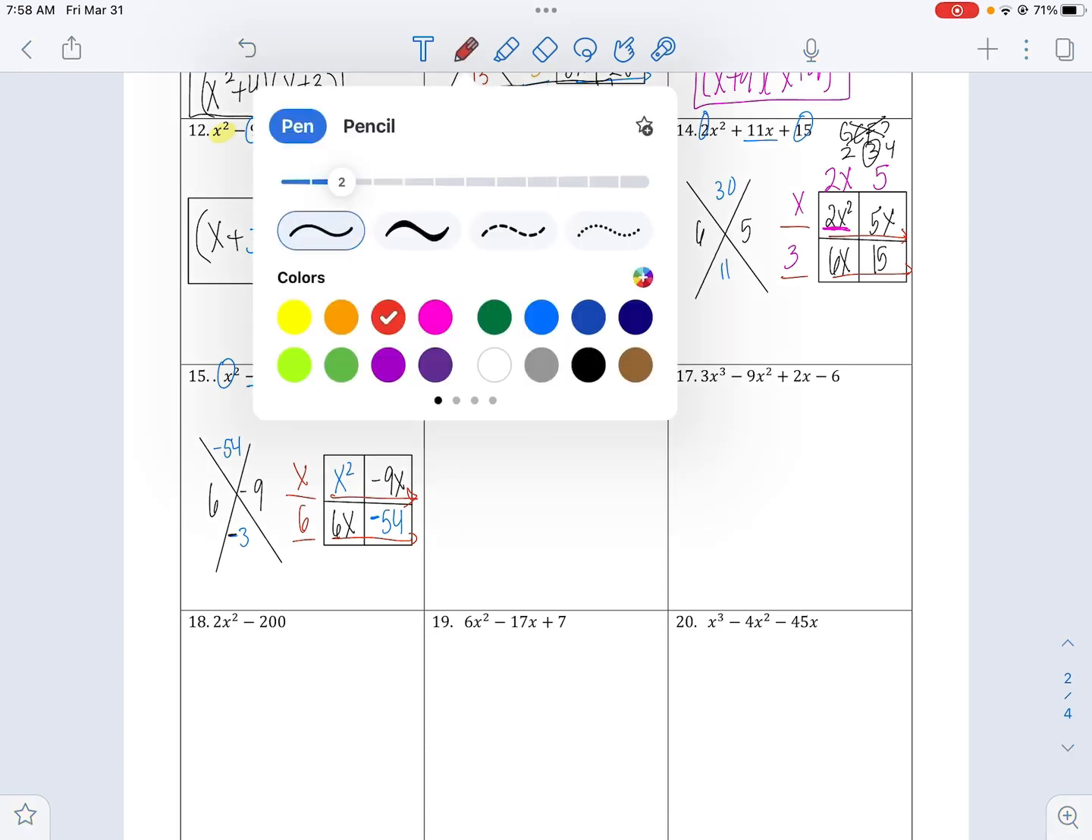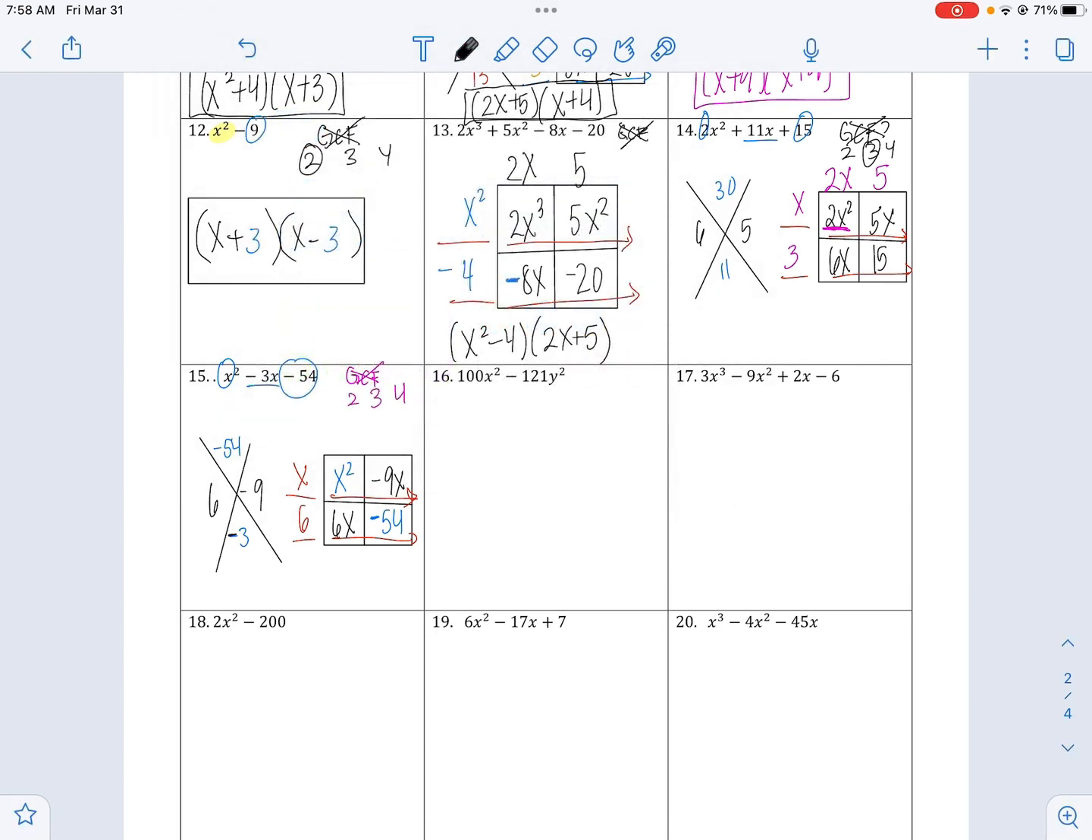Now we work backwards. Here's where the negative comes into play. X times x gives me x squared. X times negative 9 gives me negative 9x. And then check our work. Okay, this is correct. And this is also correct. Okay, list out your factors.